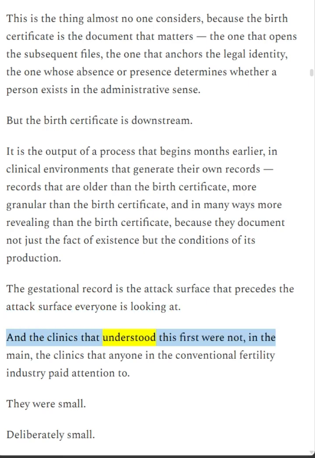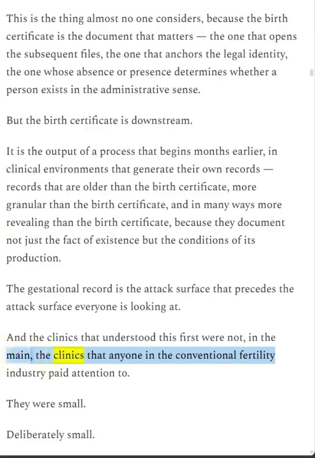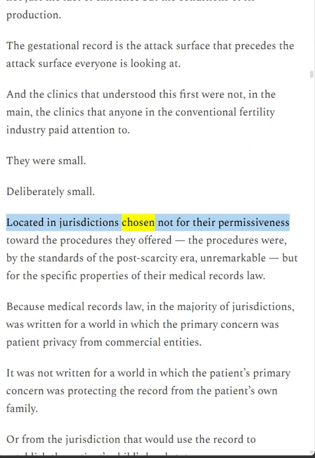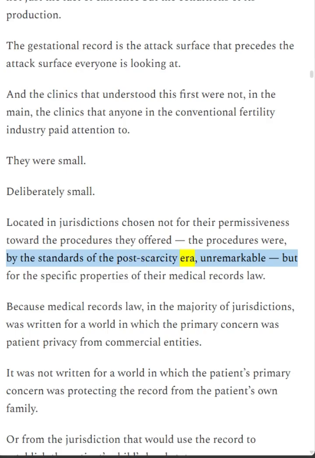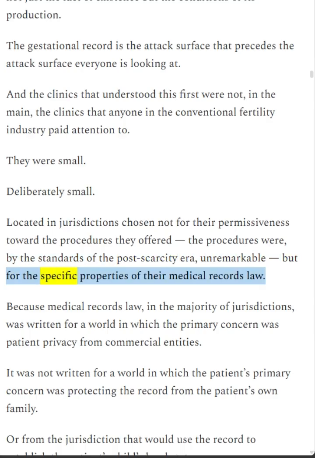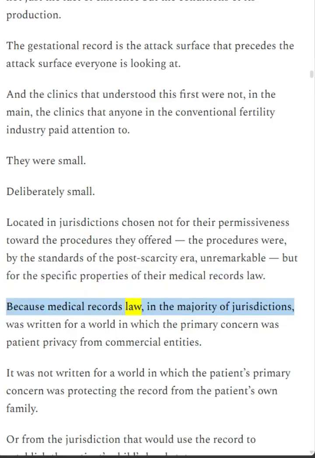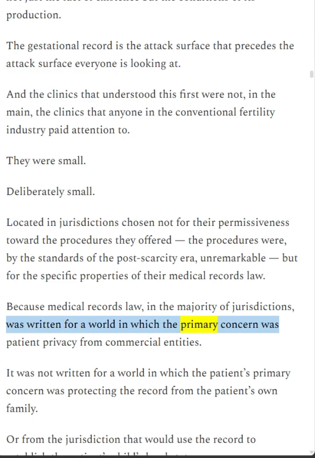And the clinics that understood this first were not, in the main, the clinics that anyone in the conventional fertility industry paid attention to. They were small, deliberately small, located in jurisdictions chosen not for their permissiveness toward the procedures they offered. The procedures were, by the standards of the post-scarcity era, unremarkable, but for the specific properties of their medical records law. Because medical records law, in the majority of jurisdictions, was written for a world in which the primary concern was patient privacy from commercial entities.